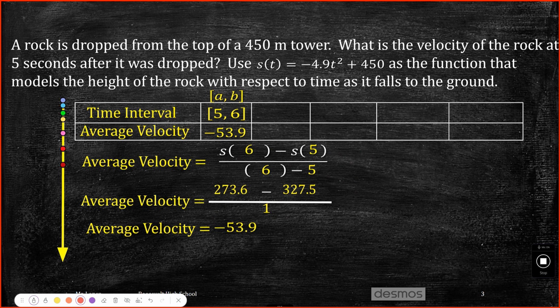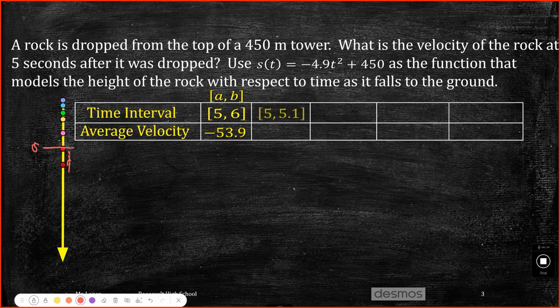Now, like I said, we're going to approximate. This is 5, and now we're going to get it closer and closer and closer. So we're going to do 5 and 5.1. All right, so the average velocity will be approximately 5.1 minus 5, f of 5.1 minus f of 5.